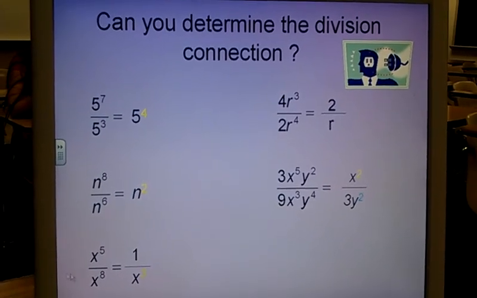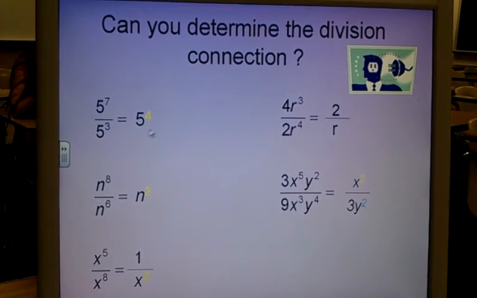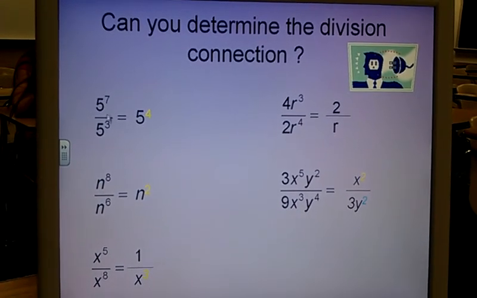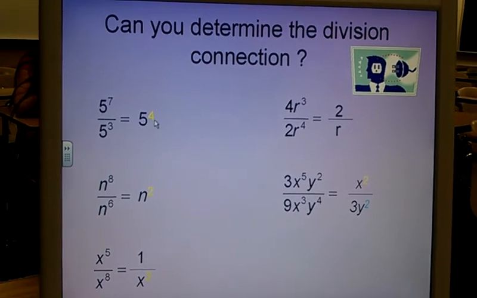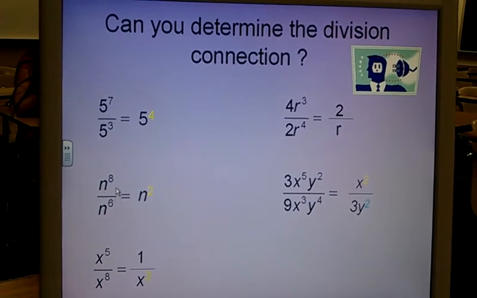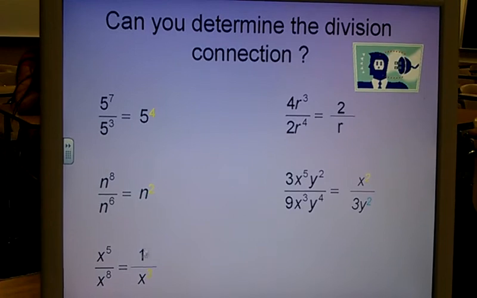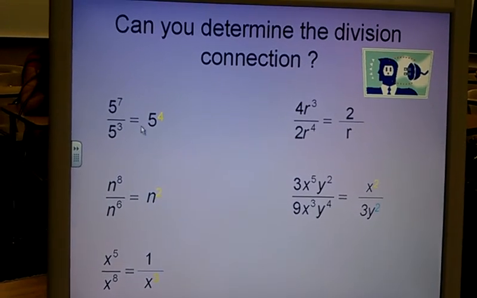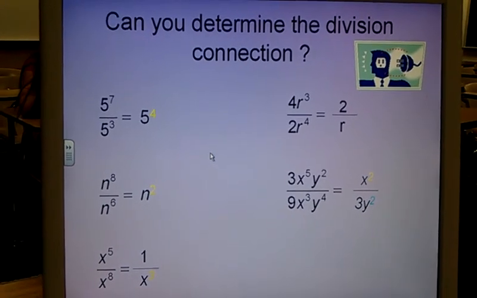So like we were saying on the other one, now look, what's the pattern? How do you get from 7 and 3 to 4? How do you get from 8 and 6 to get a 2? Well, all you're doing when you're dividing is you are subtracting the exponents.